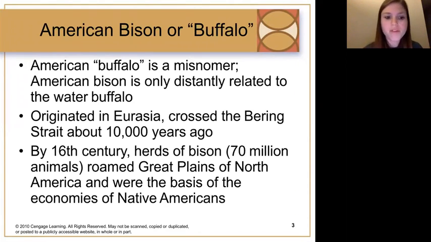People say both. They originated in Eurasia, and they crossed the Bering Strait about 10,000 years ago. By the 16th century, herds of approximately 70 million bison roamed the Great Plains of North America, and they were the basis of the economies for the Native Americans. The Native Americans hunted them a lot and used them for meat and their hides.